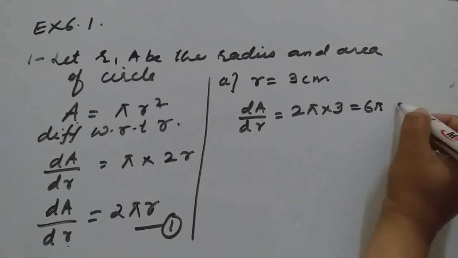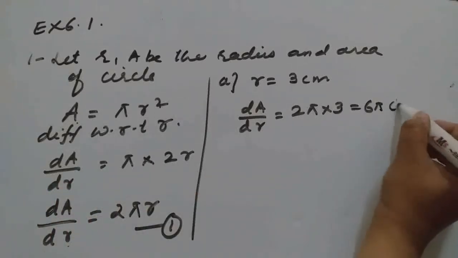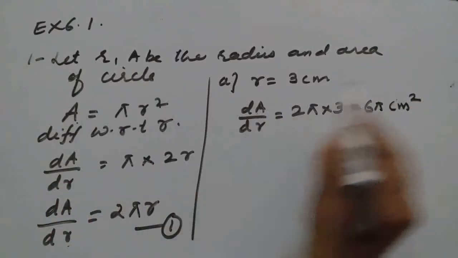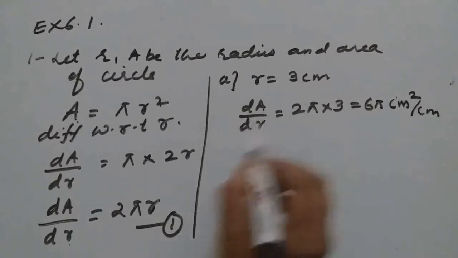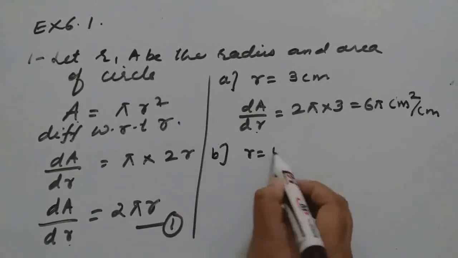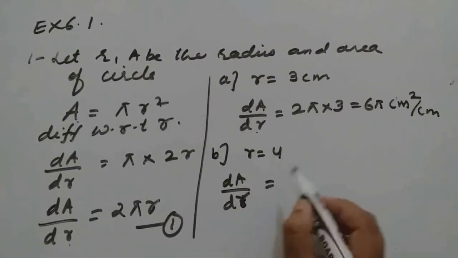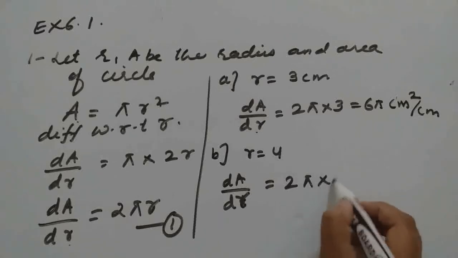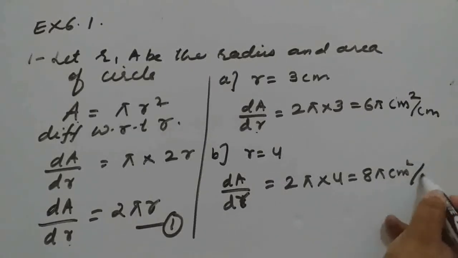Okay, the unit will always be given to you. See, r is in centimeter, so the area unit is centimeter square, per radius unit, which is centimeter. Then part b is r equal to 4. So dA by dr will be 2 pi into 4, so 8 pi centimeter square per centimeter.